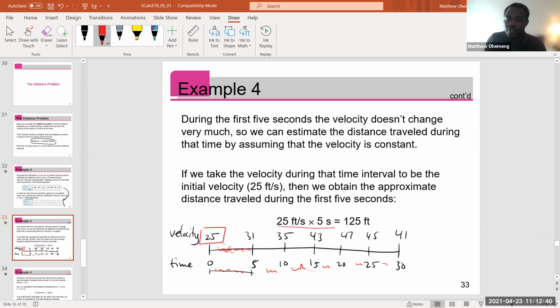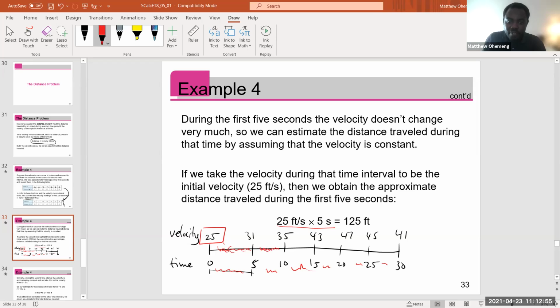And that'll give us 125 feet. For the second interval, we can also pick the velocity we started the interval with. So this is like using left endpoints, right? Left endpoints for your velocity.